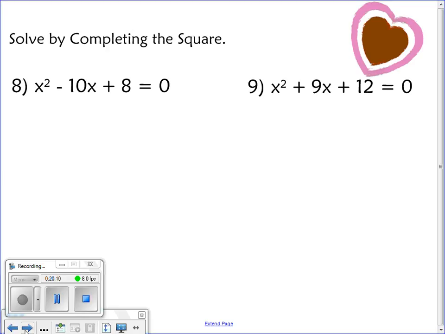All right, guys, take a look at number 8. What's the first thing we want to do? Subtract 8. Move the c value. You want that thing gone. So x squared minus 10x equals negative 8.